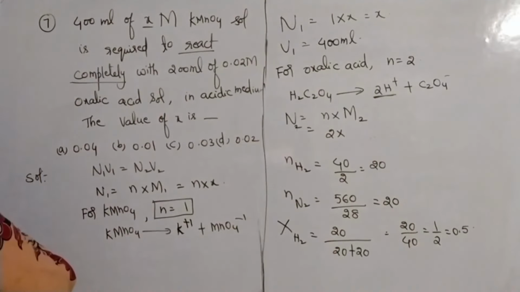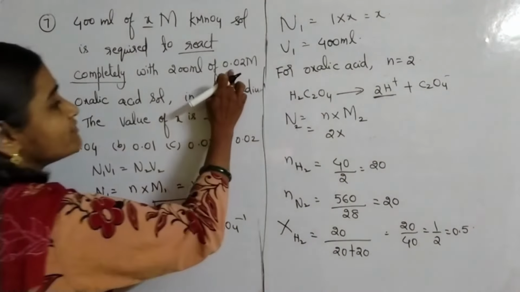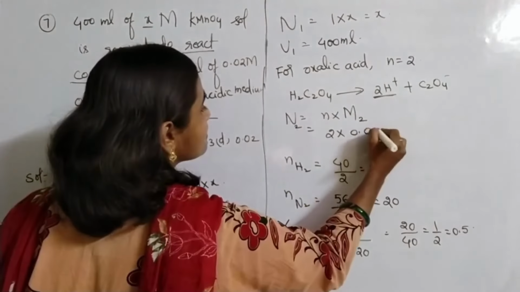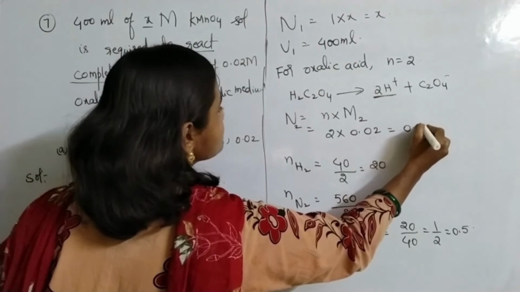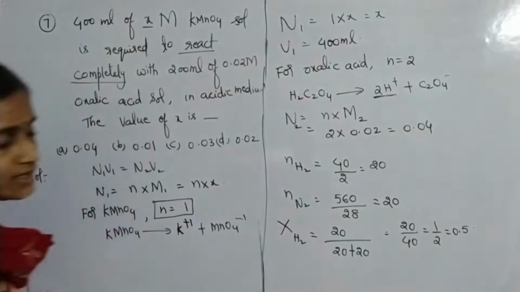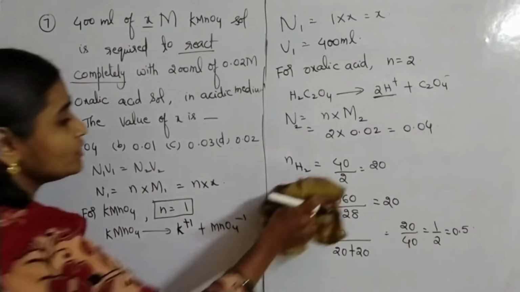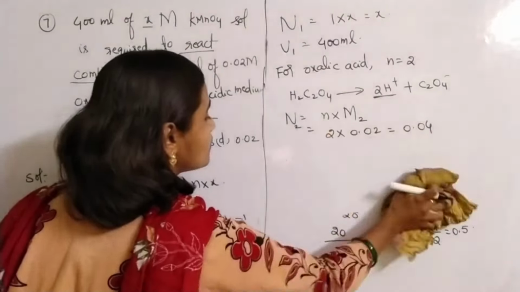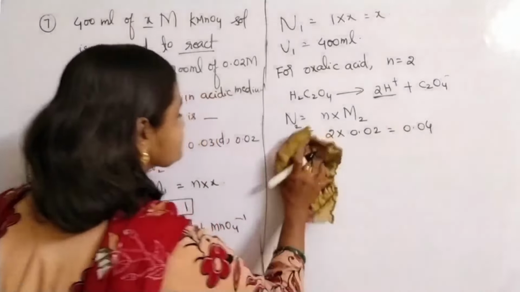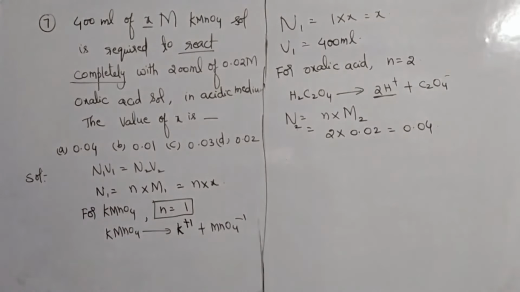Okay, molarity of oxalic acid is given how much? 0.02. So that becomes what? 0.04. So N2 you got how much? 0.04. Okay now.